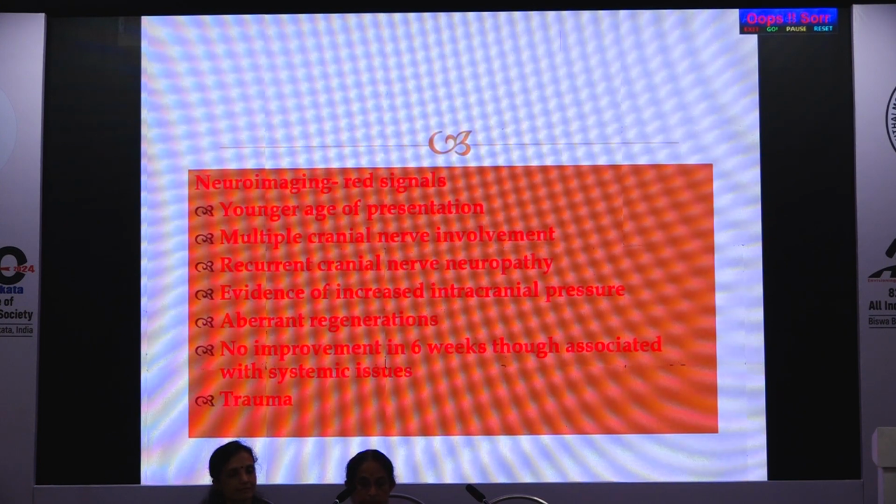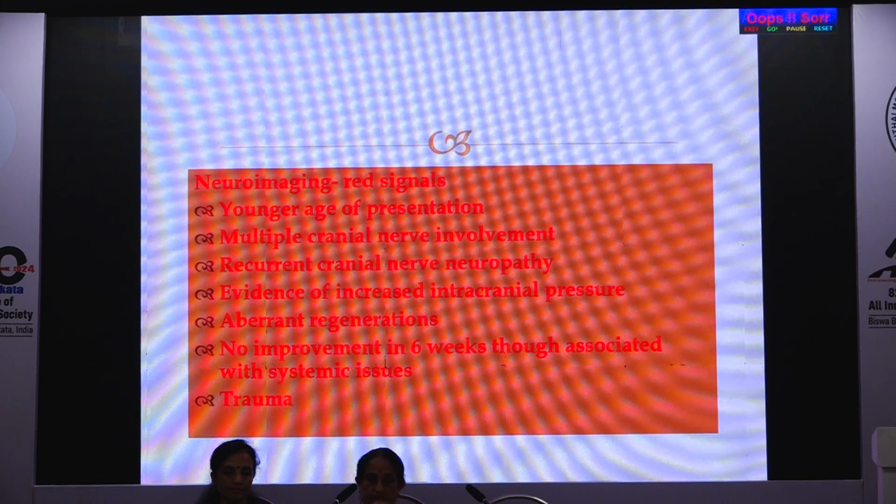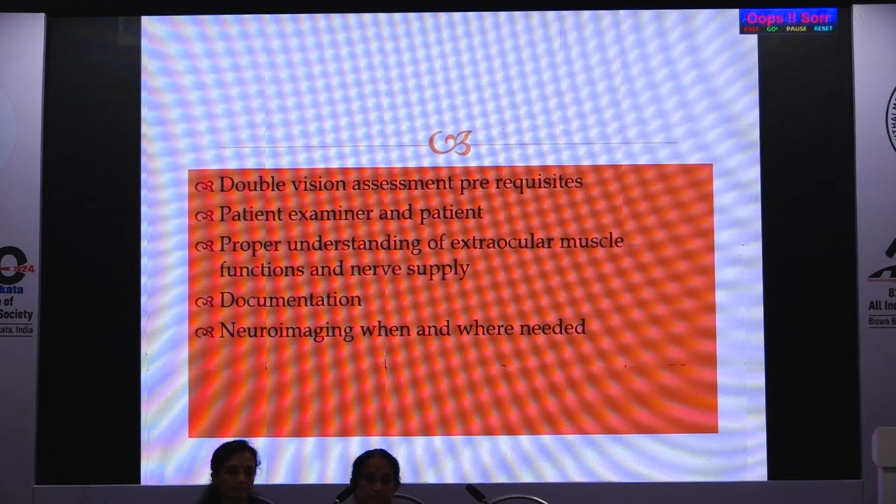And the red flags for neuroimaging are younger age of presentation, multiple cranial nerve involvement, recurrent cranial nerve neuropathy, evidence of increased intracranial pressure, and aberrant regeneration if no imaging was done earlier, and no improvement in 6 weeks in double vision, or when associated with a systemic condition and trauma. So double vision assessment prerequisites: the patient and examiner should be patient, and proper understanding of extraocular muscle functions and nerve supply, documentation, and neuroimaging when and where needed.